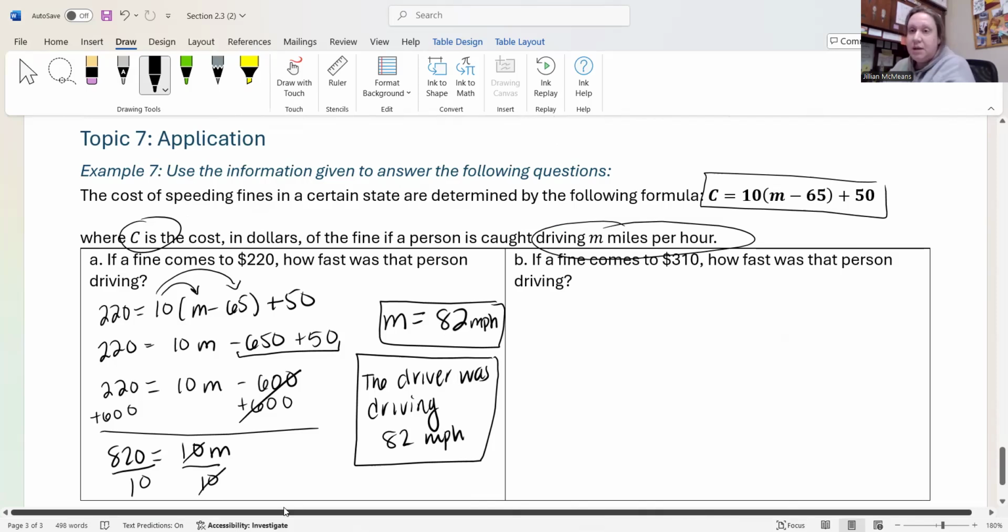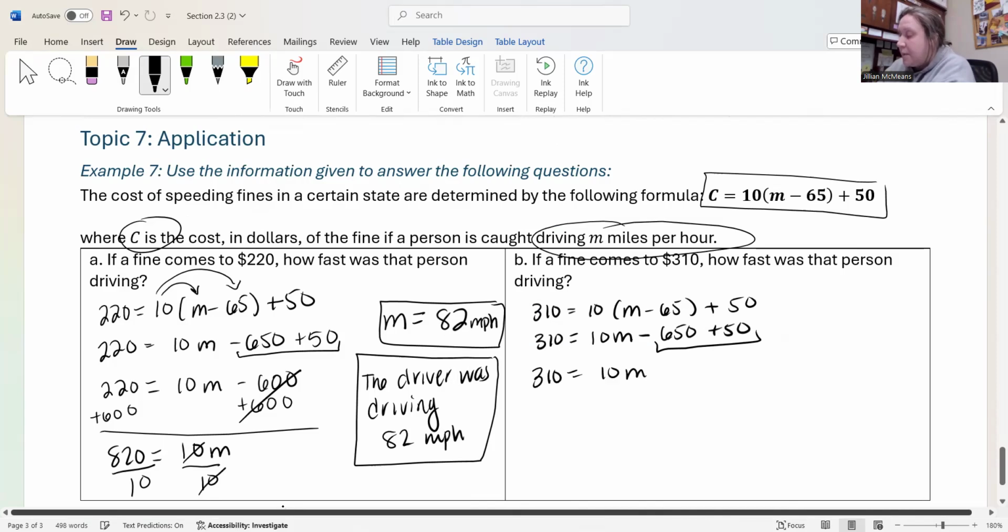All right, part B is almost identical, but in this case, the fine is $310. So I'm going to replace C with 310. So we're going to distribute again. So I get 310 equals 10 times m minus 10 times 65, which is negative 650. Don't forget your plus 50. Just like in the previous example, the negative 650 plus 50, they simplify. So I get 310 equals 10m minus 600. Okay. I want to get the 10m alone. And again, I'm just going to leave the 10m on the right. I'll rewrite it in the next step.